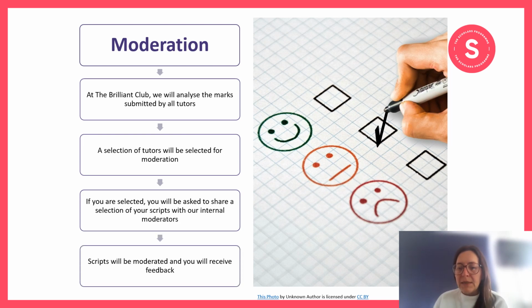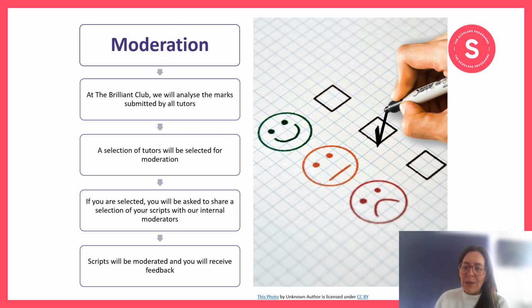Once your marks have been uploaded, we will run a moderation process, and we will have a look at the marks that you've submitted, and we will run some checks on those marks to see if any of them look unusual. If your marks look unusual, we will run a moderation process, and that will involve us going onto the hub, downloading some of the scripts and double marking them.